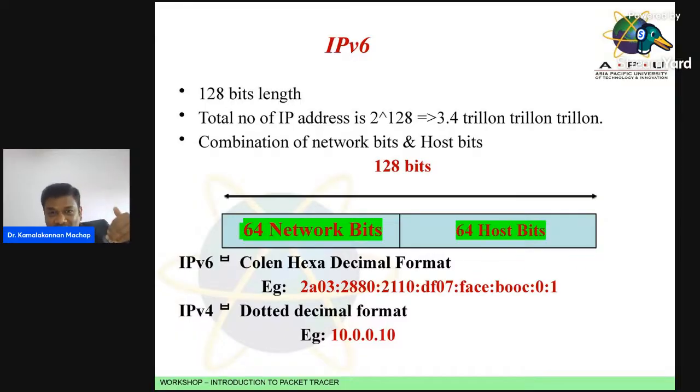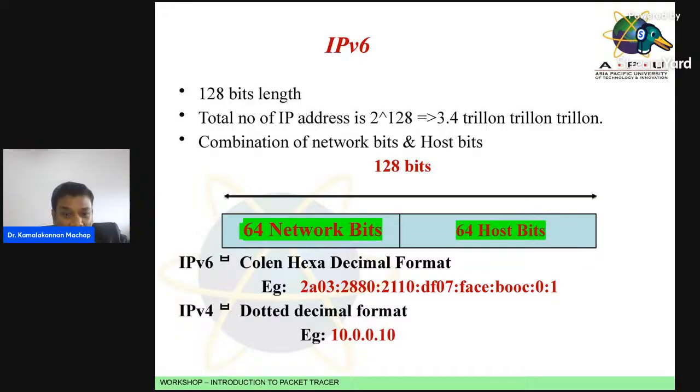There are no classes like class A, class B. It's not like that. Version 4 has a classification, but IPv6 doesn't have that kind of classification. In version 4, according to the classification, they set the range of IP addresses, the range of network bits and host bits. But here it's equally divided. Out of 128, 64 go to network, and another 64 go to host.